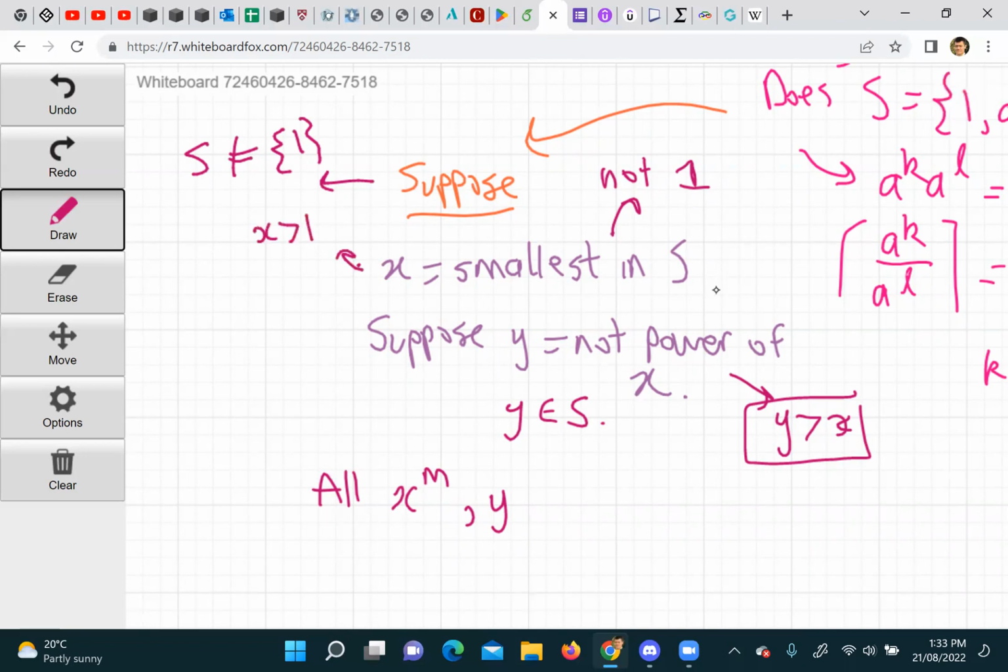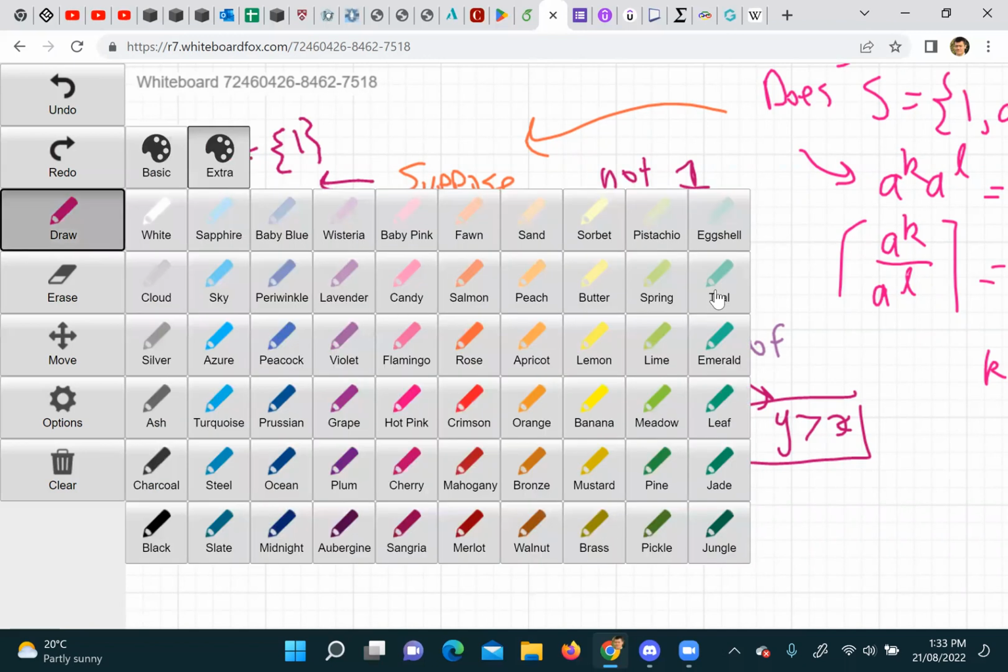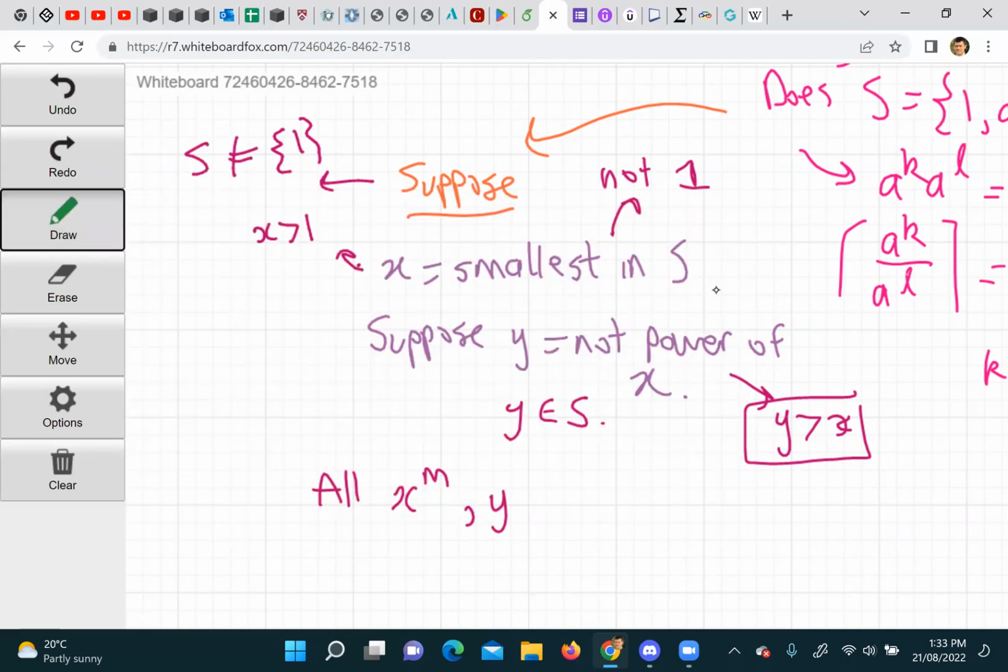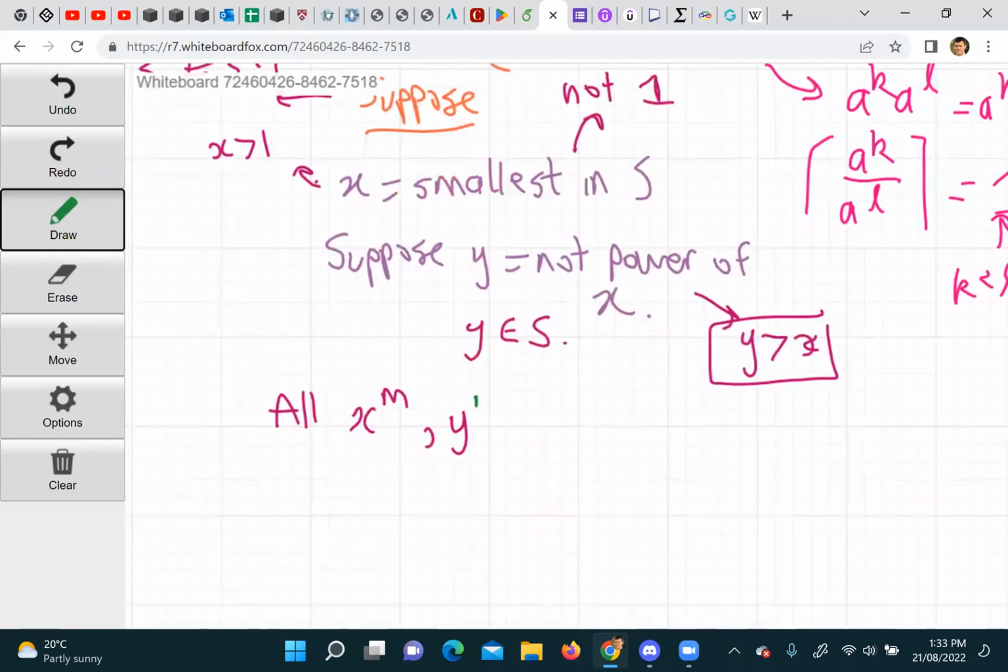So we're proving that there can't exist a y in S that is not a power of x, unless it's all the integers. So all x to the m and y to the n are in S.